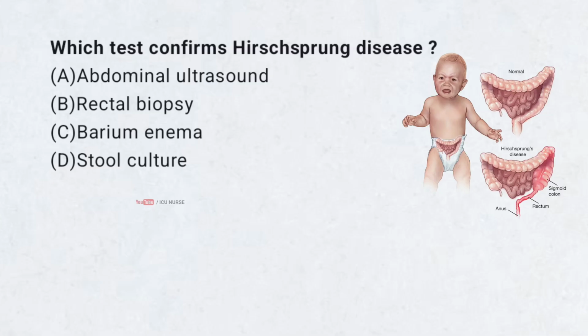Which test confirms Hirschsprung disease? A. Abdominal ultrasound, B. Rectal biopsy, C. Barium enema, D. Stool culture. Correct answer B. Rectal biopsy.